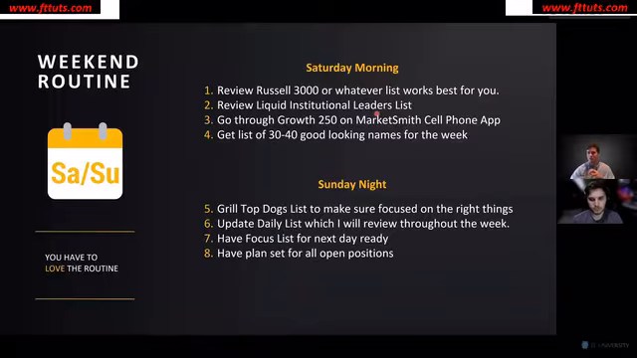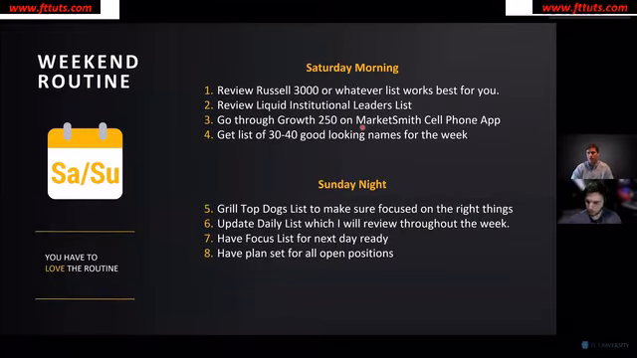Then this is the main thing, well, probably the second main thing: with MarketSmith, I love their cell phone app. I'll keep one of these Amazon Basics notepads or something, and I'll flip through the Growth 250 on the cell phone app and just write interesting things down. I think it's a good list.